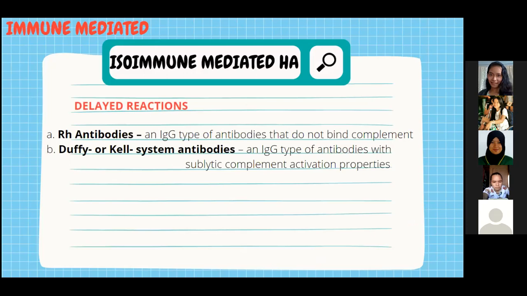For the delayed reaction, we have the Rh antibodies, an IgG type of antibodies that do not bind complement. The Rh tells about a protein in our RBC. Then the Duffy-Kell system antibodies are an IgG type of antibodies with sublytic complement activation properties. This also explains the disease in newborns, where the antibodies of the pregnant woman's blood cross the placenta and destroy the baby's red blood cells.